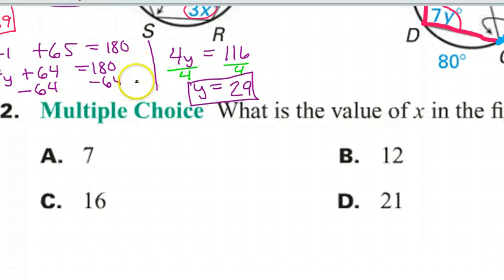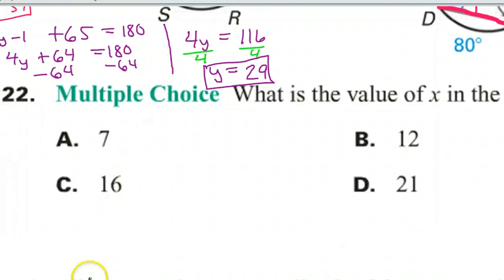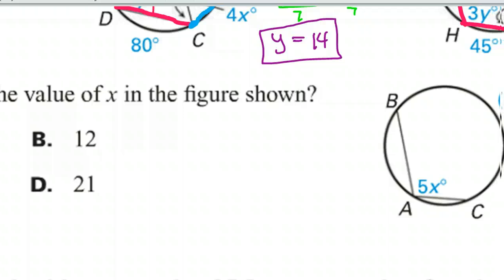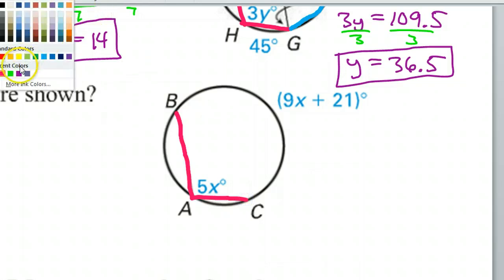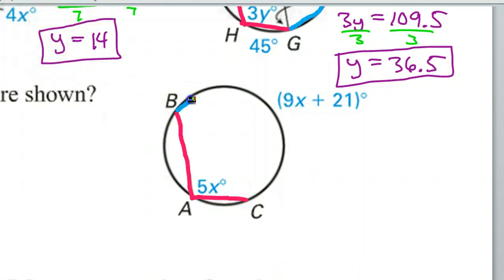Alright, how about number 22? Multiple choice. What is the value of x in the figure shown? Alright, look, what I have here is an inscribed angle and the intercepted arc. So look, this is the angle, and this is the arc. Now, what is the relationship between the inscribed angle and the arc?